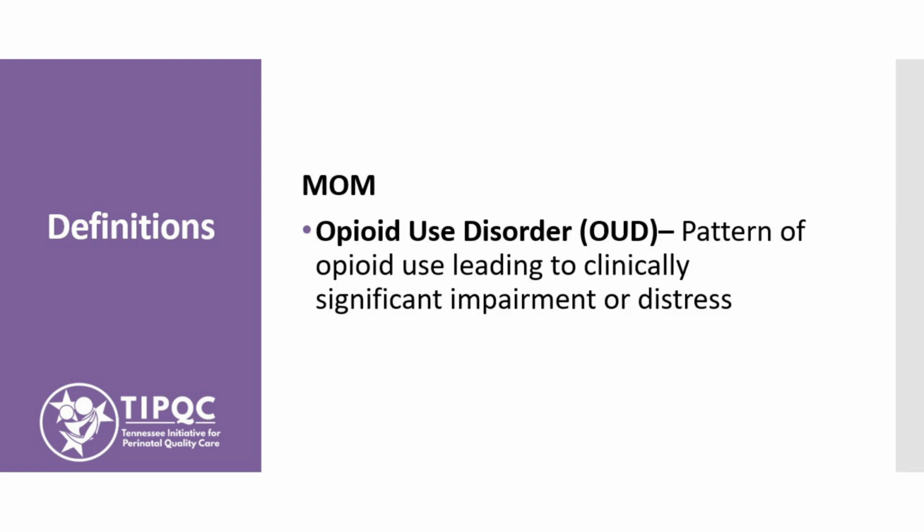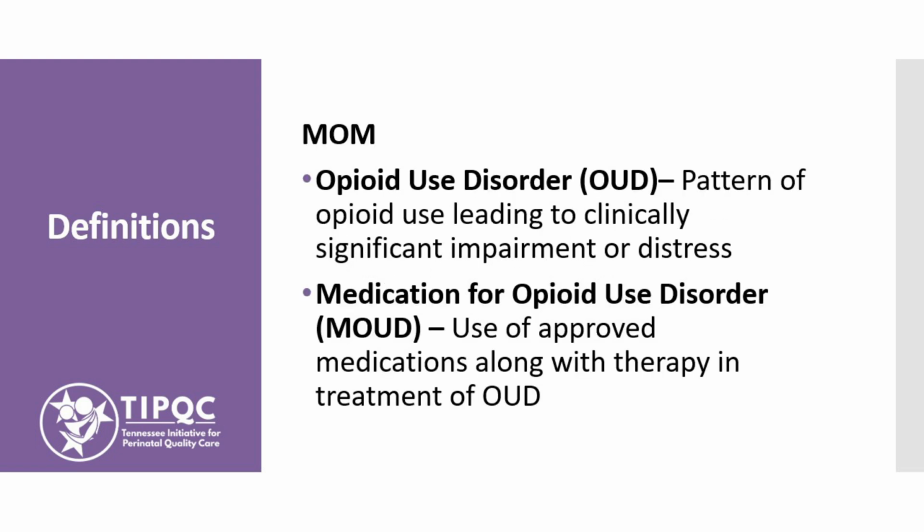So the first thing that we need to level set is opioid use disorder, which is a pattern of opioid use leading to clinically significant distress or impairment. And that's important because there can be opioid use that doesn't rise to the level of OUD. The second definition we'll talk about is medication for opioid use disorder, or MOUD. Most people have started moving away from MAT, or medically assisted therapy, and moving over to MOUD as the preferred term.